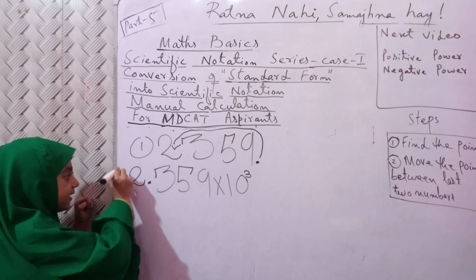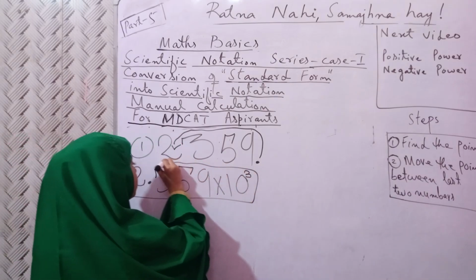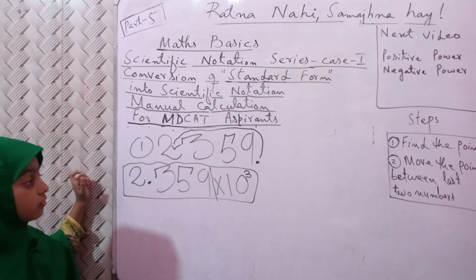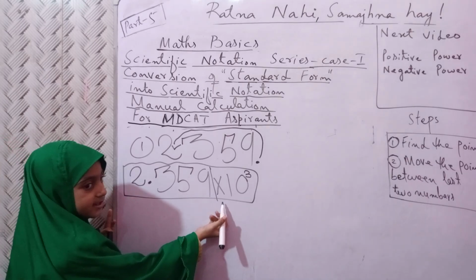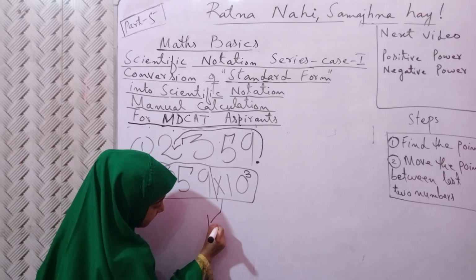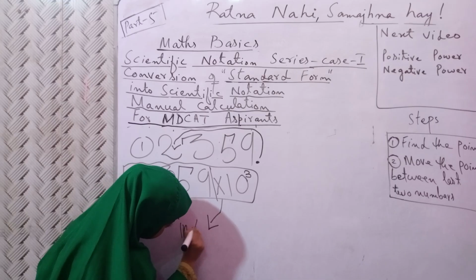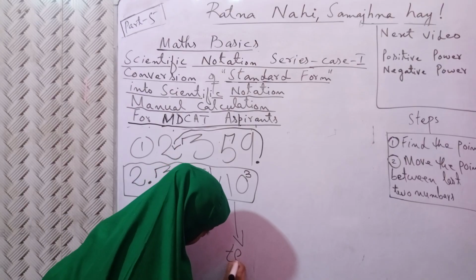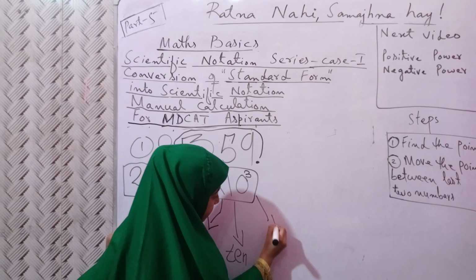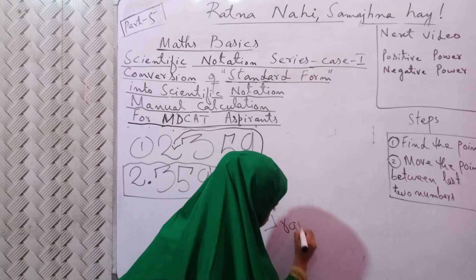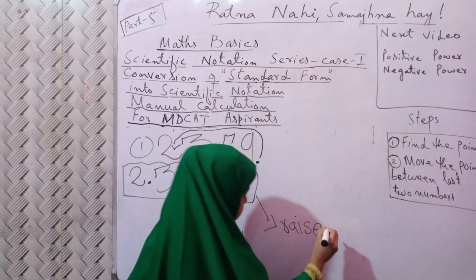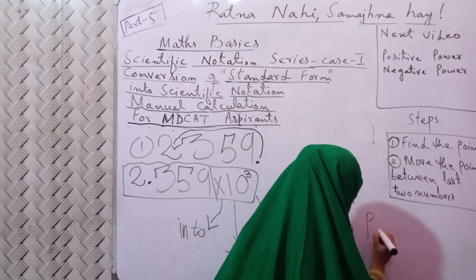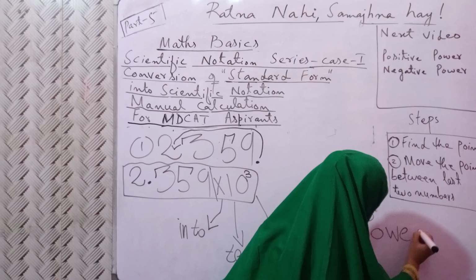Now I told you how to do it, but I did not tell you how to read it. Up till here it is very easy. 2.359. This multiplication sign we say "into", and this 10 we say 10, and this we say raised to power 3.